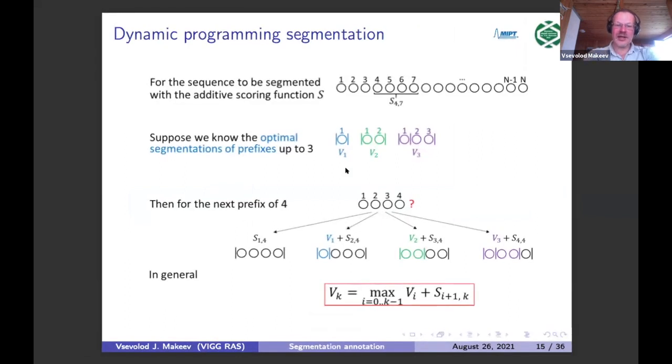So the idea is that you segment not the long sequence of length n, but shorter sequences. You start from very short sequences, from a sequence of length 1, of length 2, of length 3, and so on. So you're going from left to right.